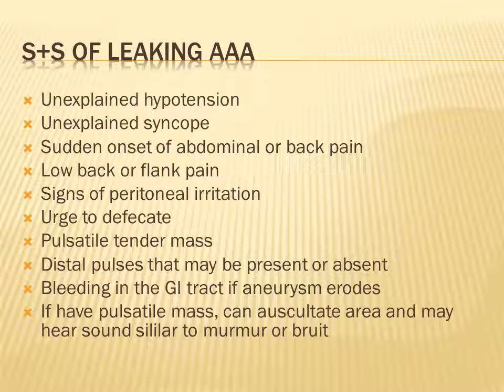GI bleeding. And if they do have that pulsatile mass, we don't want to palpate it anymore. So one of the techniques we can use is actually auscultation. When we auscultate that area, we may hear what sounds like a murmur, which is basically an extra flow sound in the lub-dub, like we would with a heartbeat, or a bruit, which is kind of like a whooshing sound as the blood is flowing through.